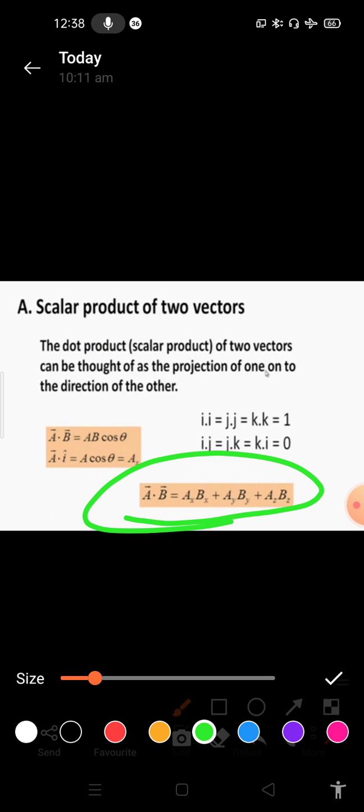And what is the definition of it? The dot product of two vectors can be thought of as the projection of one onto the direction of the other. This is the definition of the scalar product of two vectors.